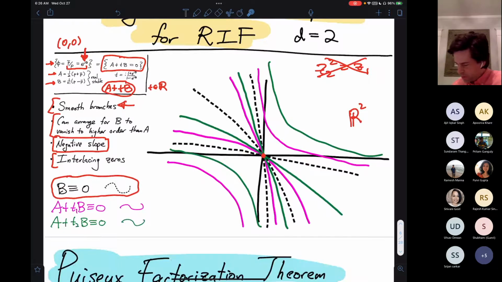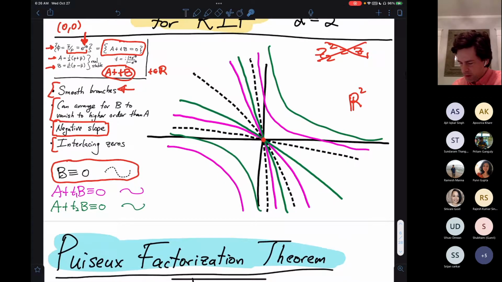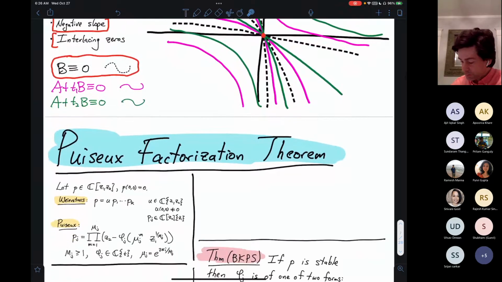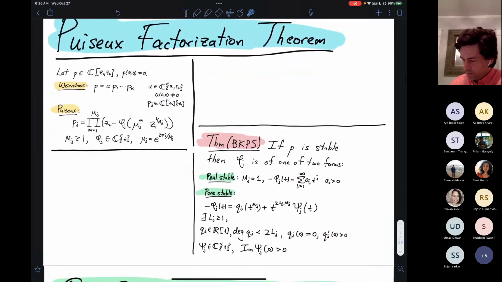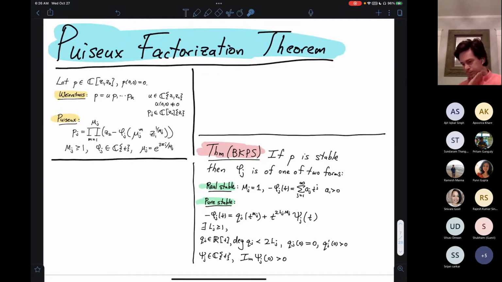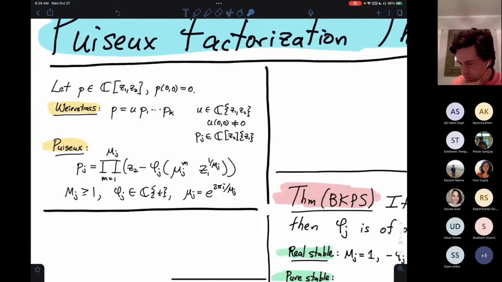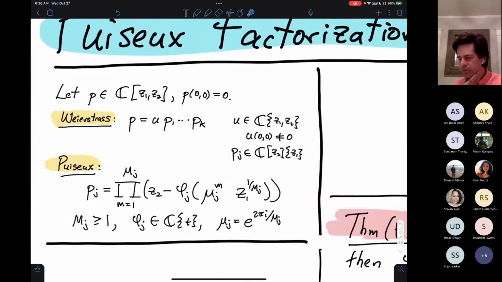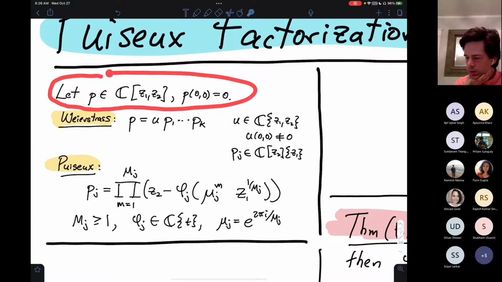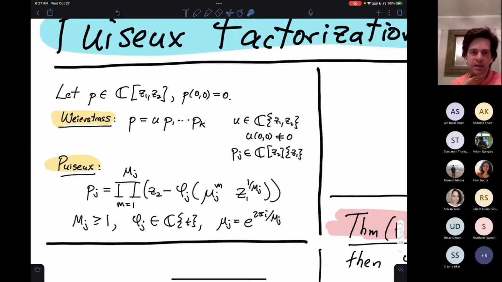Okay, so let me, without further ado, present something pretty technical, but gets to the heart of some of the most exciting stuff in the paper that I'm talking about. Just for setup, let me mention some standard facts. So to start out, let's just take a polynomial for this little box here. It doesn't have to be stable.